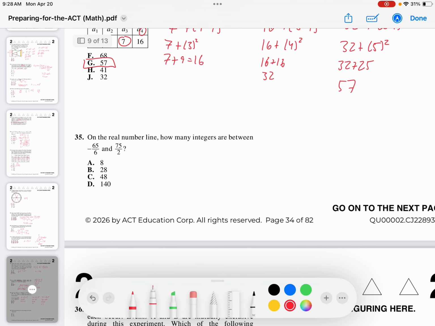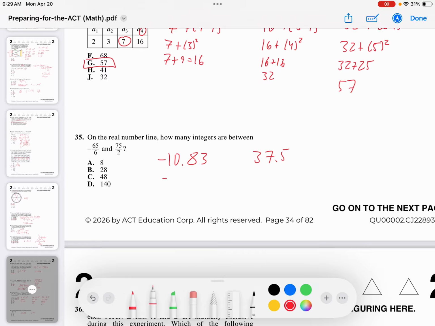Alrighty, on the real number line, how many integers are between negative 65 over 6 and 75 over 2? Well, let's see, we can put that in our calculator. Negative 65 over 6 should be a little bit over, like negative 10 point something. So negative 10.83 is what it says. And then 75 over 2 should be like 37 point something, 37.5, obviously because it's half. So then how many numbers are in between those?